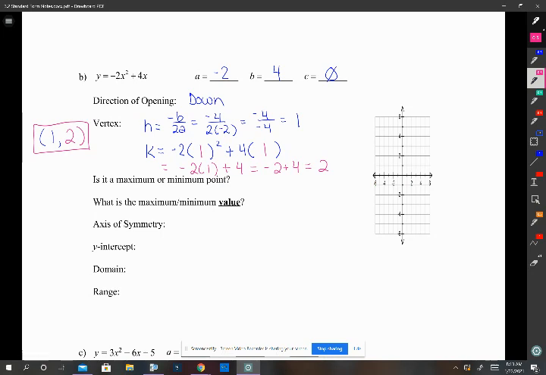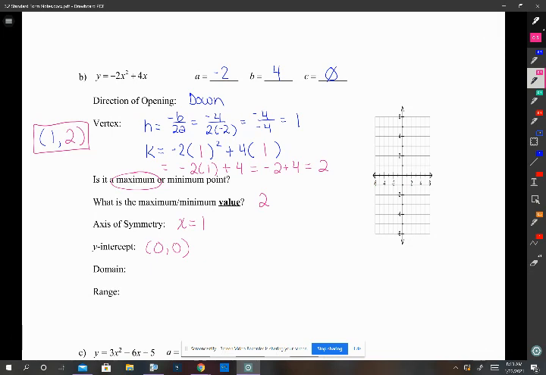So it says, is it a maximum or minimum point? Because it goes down, it's a maximum. All right. And it says, what's the maximum or minimum value? That, again, is the y value or the k value of your vertex. So our maximum value is 2 for y. Our axis of symmetry is going to be x is equal to 1. And our y-intercept is the c value, and our c value is 0. So our y-intercept is at (0, 0).